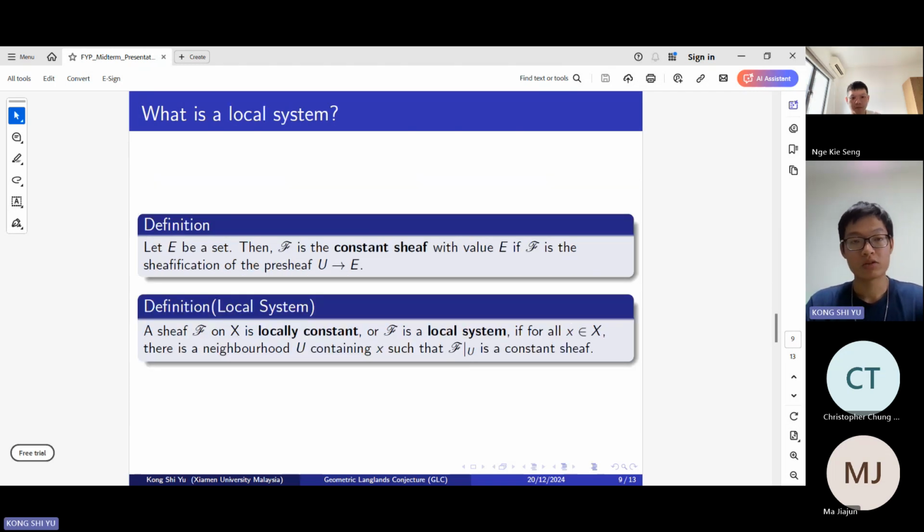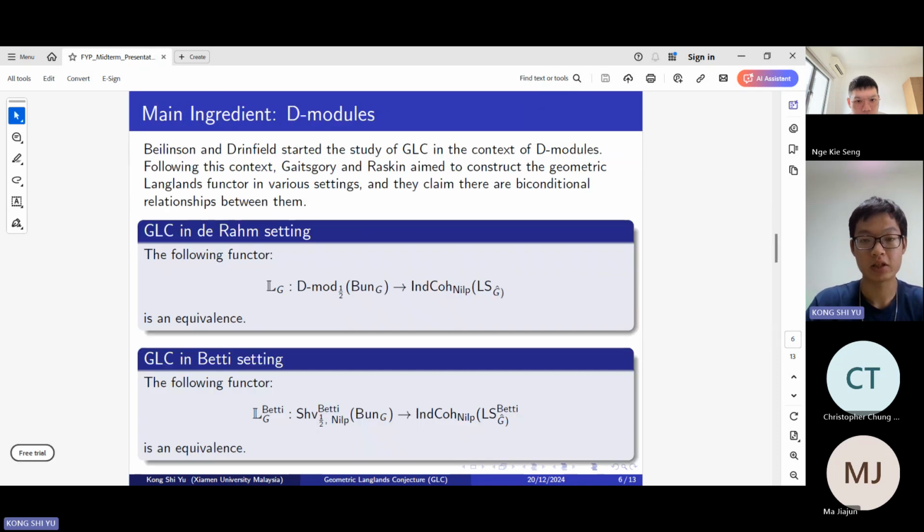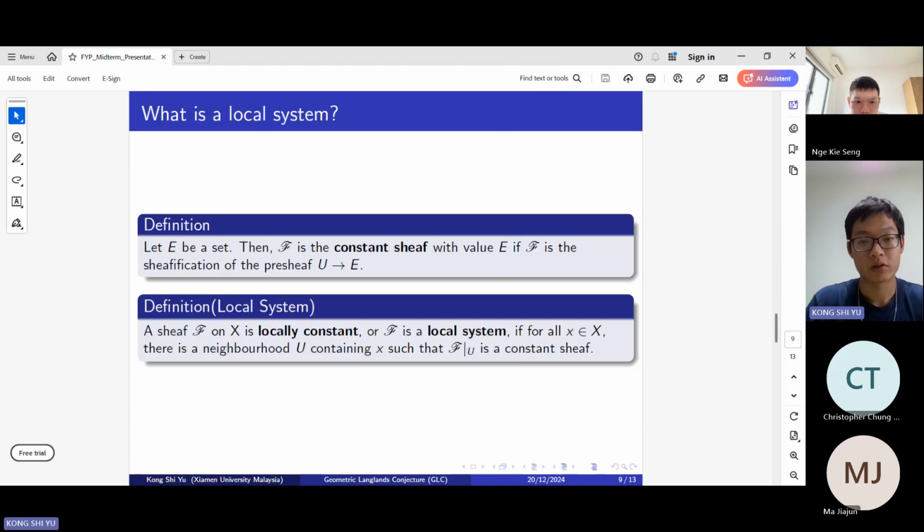So once we have this, we notice this LS. What is this LS? Actually, this LS is related to the local system. So the rough definition of a local system is as follows.